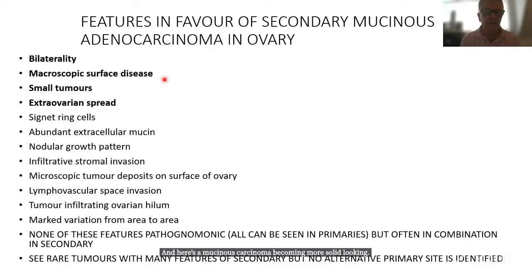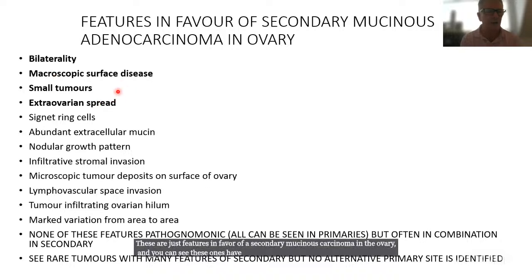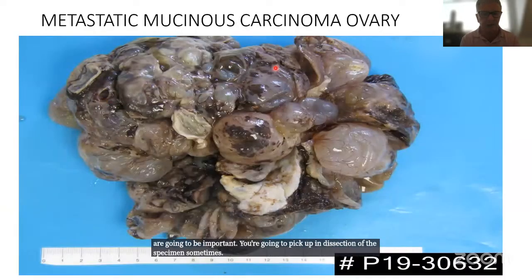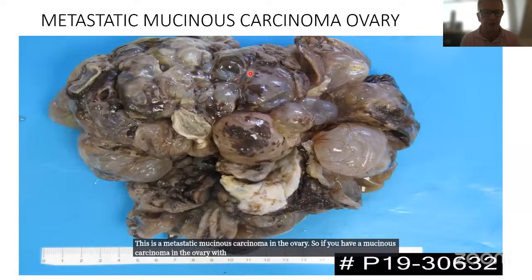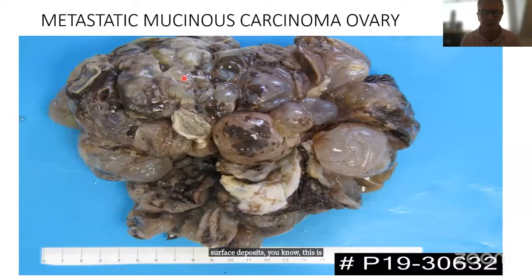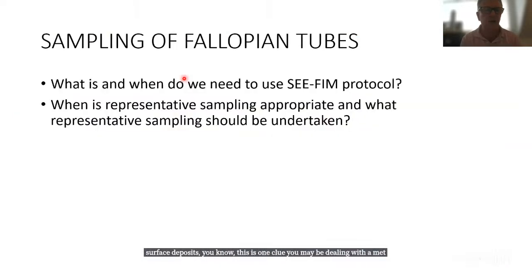These are just features in favor of a secondary mucinous carcinoma in the ovary, and you can see the ones I've highlighted at the top. These are ones which you're going to pick up in dissection of the specimen sometimes. This is a metastatic mucinous carcinoma in the ovary. So if you have a mucinous carcinoma in the ovary with surface deposits, this is one clue you may be dealing with a metastatic mucinous carcinoma.